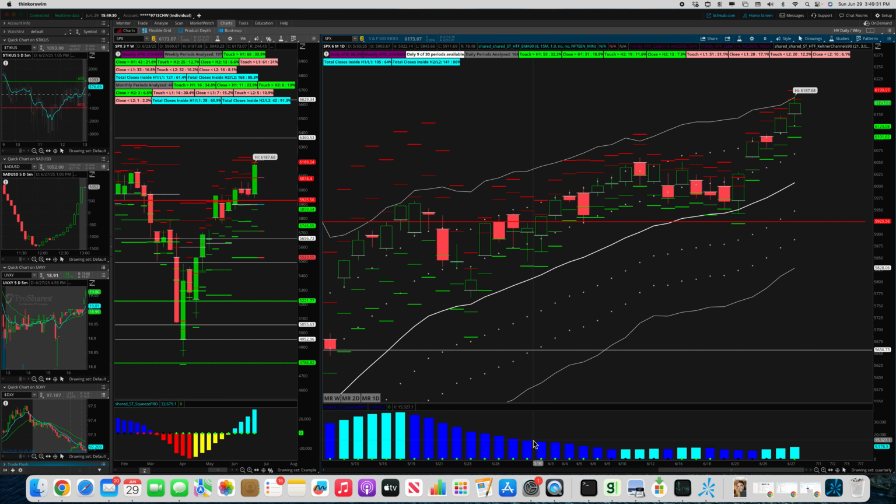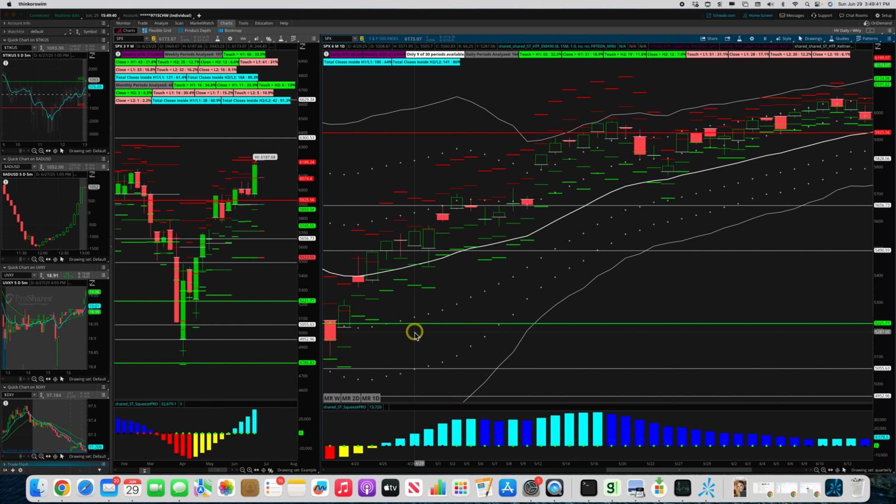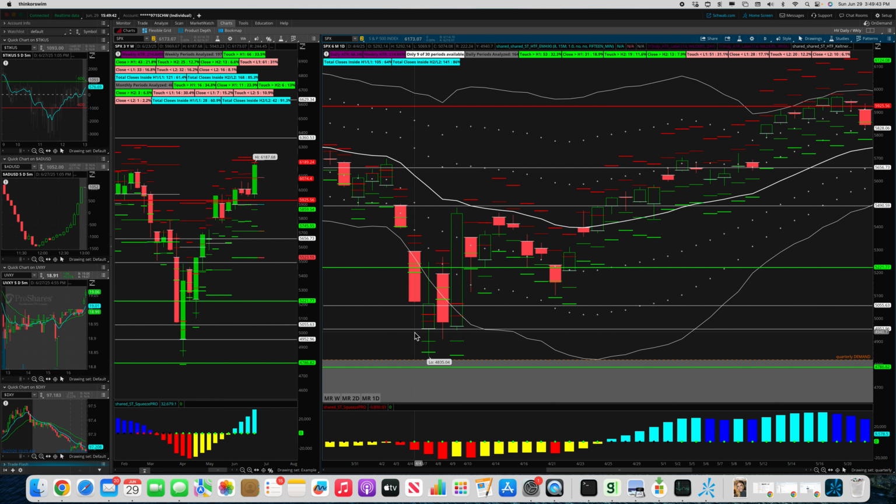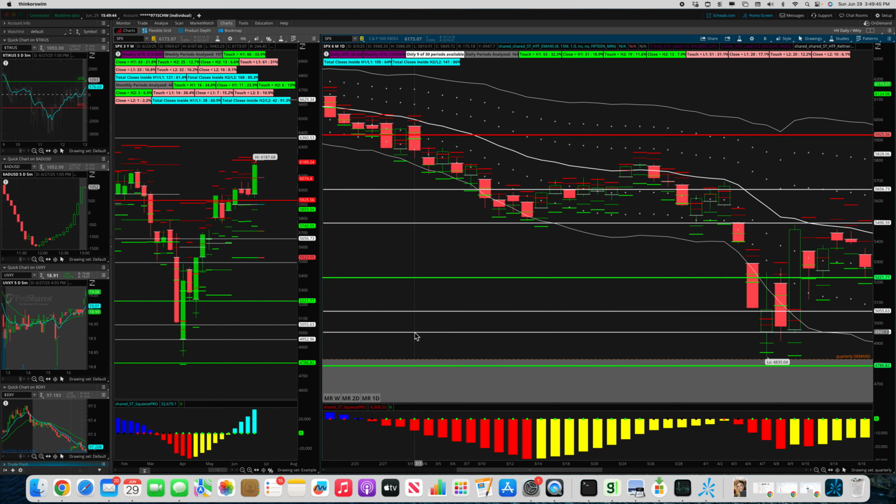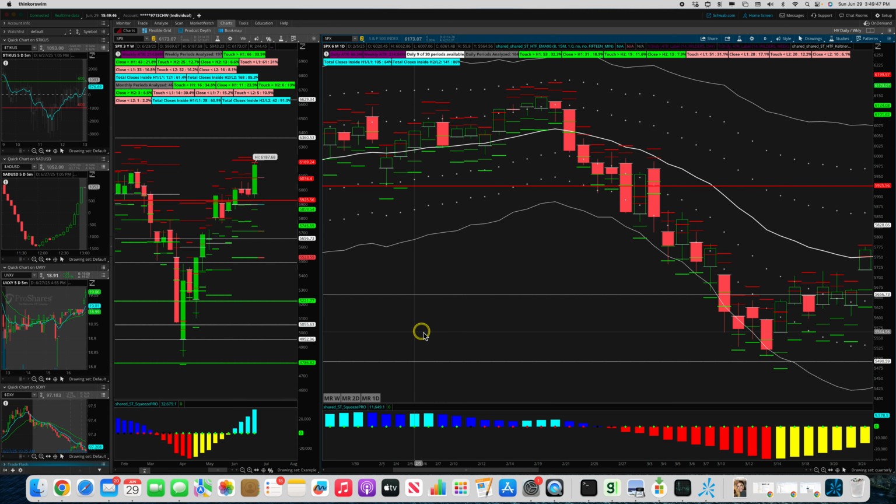So we don't have a daily squeeze on SPX right now. So let's go back in time and I'll show you the last time that we did have a daily squeeze. If we head all the way back to, here it is, February, you can see these red dots here on the daily squeeze histogram. That shows us that there was a squeeze building up.